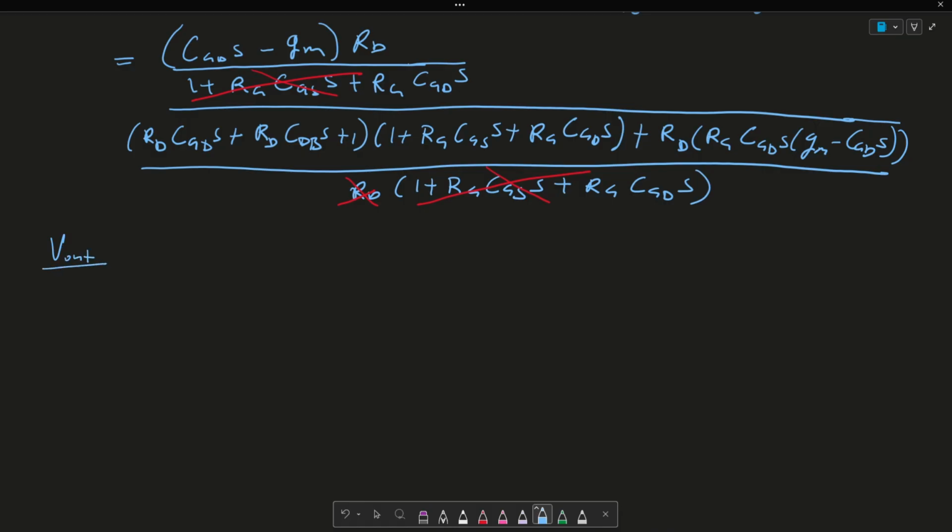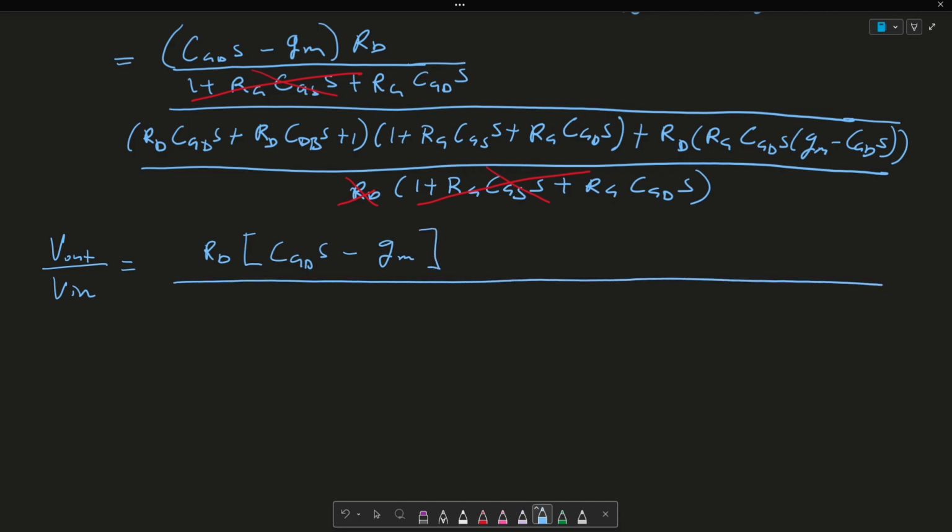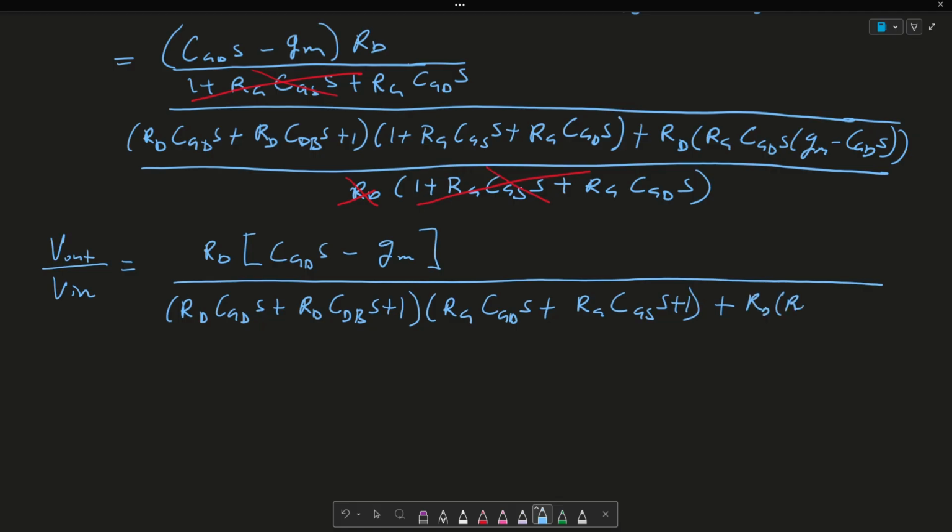We get that V out over V in is equated to this RD CGDS minus GM over RDCGDS plus RDCDBS plus 1 times RGCGDS plus RGCGSS plus 1 plus RD times RGCGDS times GM minus CGDS.